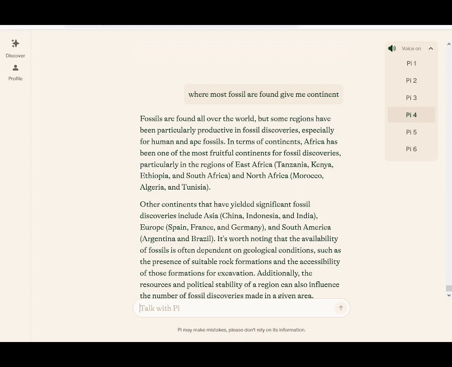It's worth noting that the availability of fossils is often dependent on geological conditions, such as the presence of suitable rock formations and the accessibility of those formations for excavation. Additionally, the resources and political stability of a region can also influence the number of fossil discoveries made in a given area.